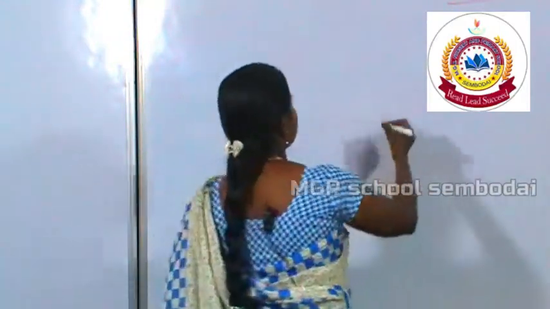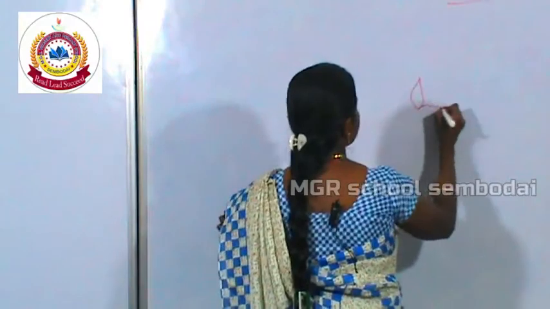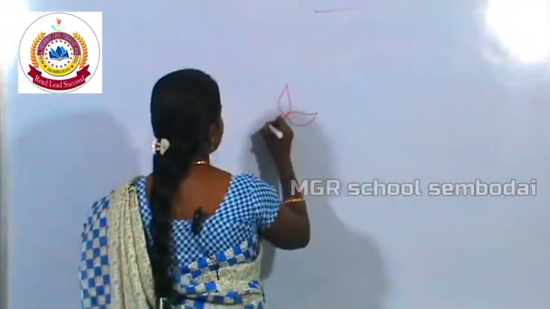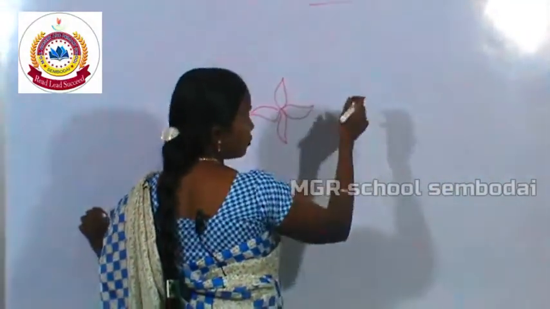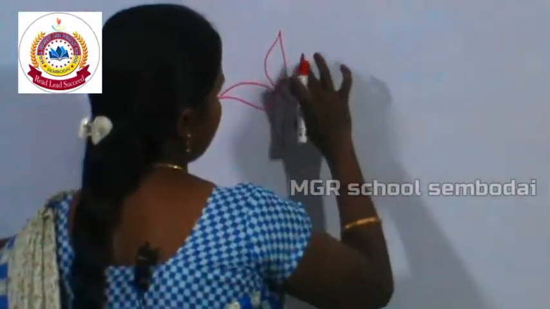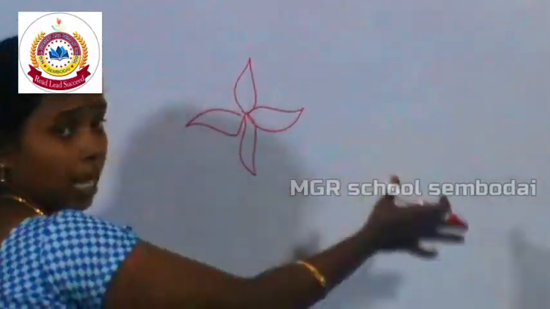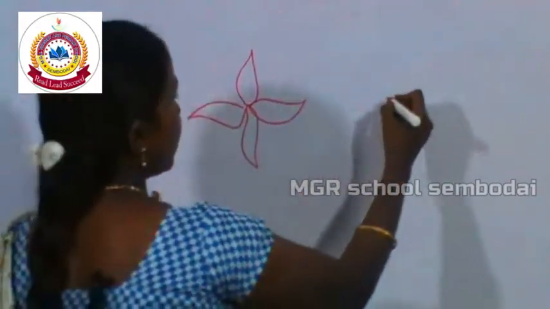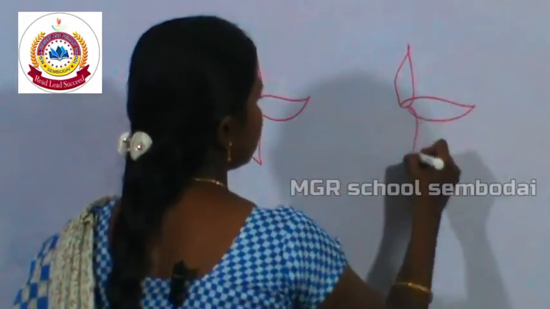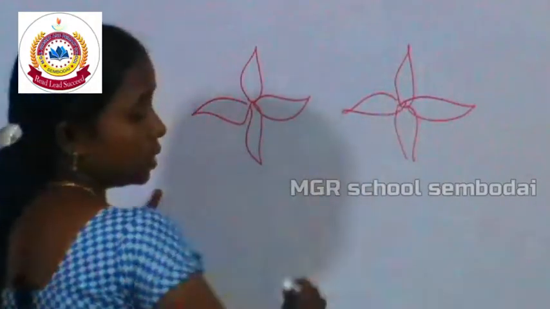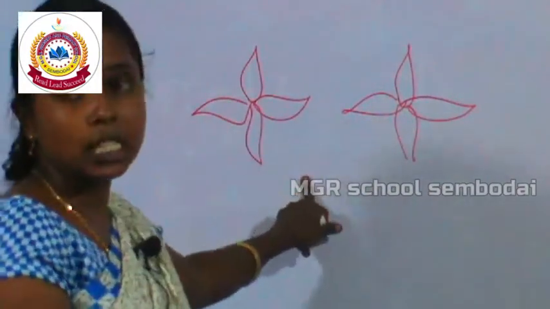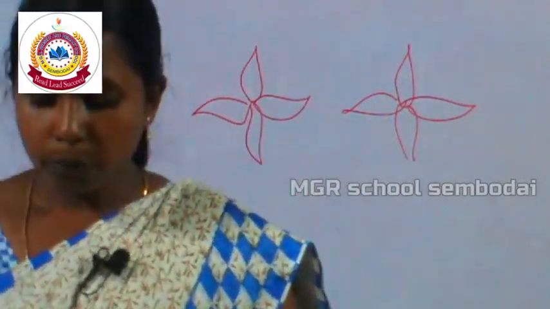So there is one flower, isn't it? You can see this flower. If you turn this 1/4 time, this flower looks like the same shape as this flower. It will look like the same shape, isn't it? Okay, this we have to tick.